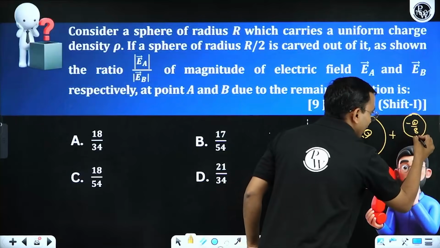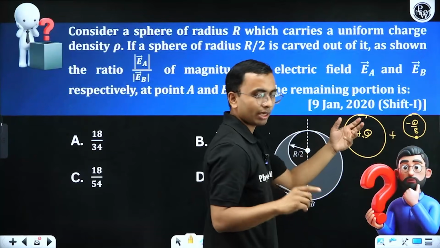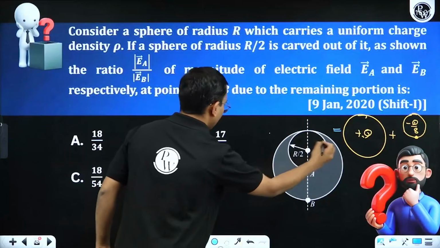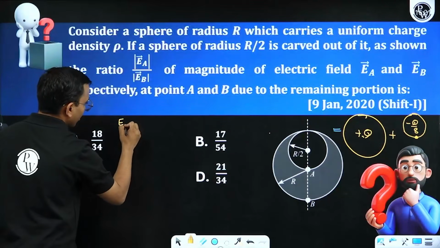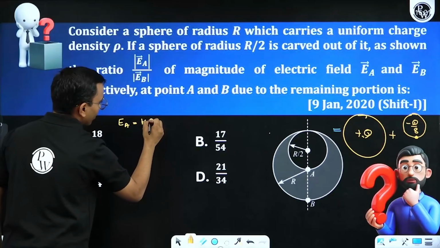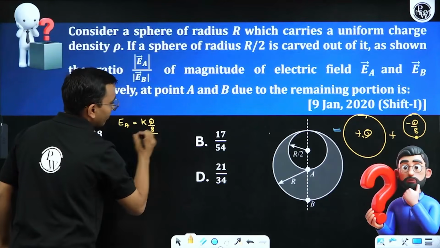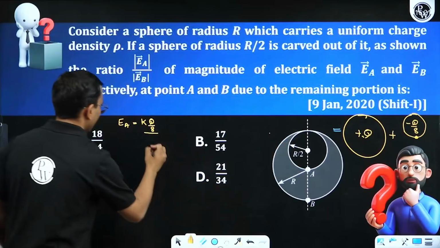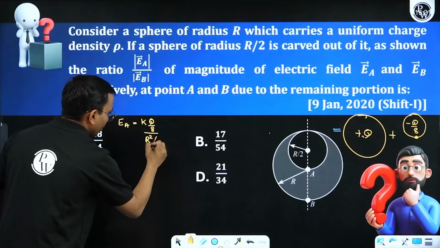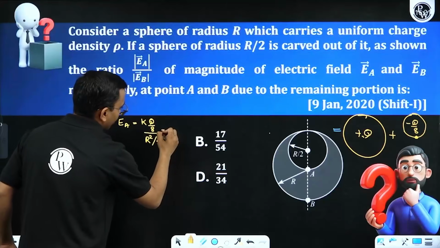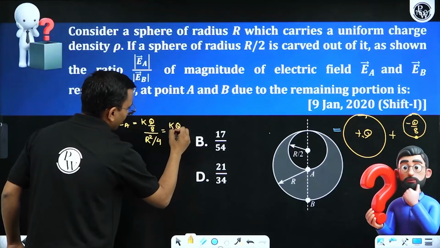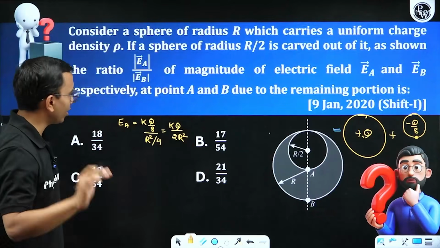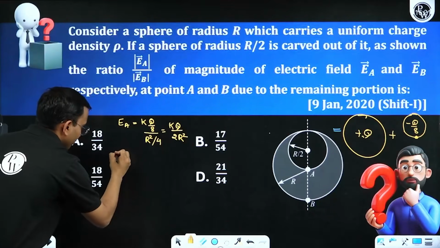If I write the electric field at this point A, what will it become? We just need to write the magnitude: K into Q divided by the radius square. So EA is coming out to be K into Q by 8 divided by r square, where the radius is r by 2, so r square by 4. So this is kq by 2r square. EA we got.